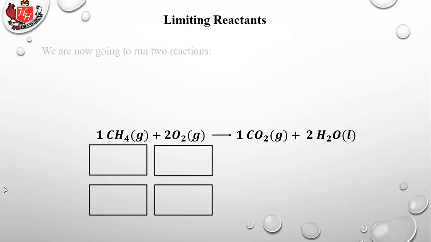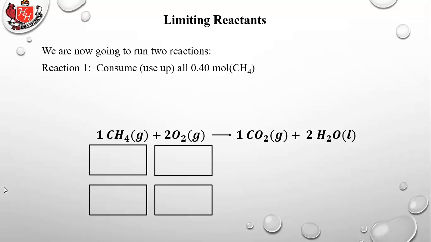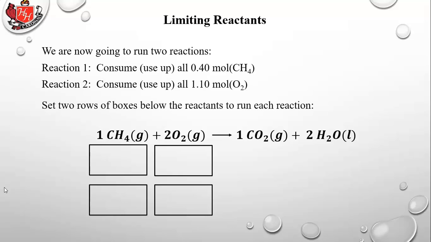So here we go. We are now going to run two reactions. Reaction 1 uses up all 0.4 moles of CH4. Reaction 2 uses up all 1.10 moles of O2. That's the amounts that we have to work with. Set two rows of boxes below the reactants to run each reaction. In the top row, that's the reaction where we use all of the CH4. In the bottom row, that's the reaction in which we use all of the O2.